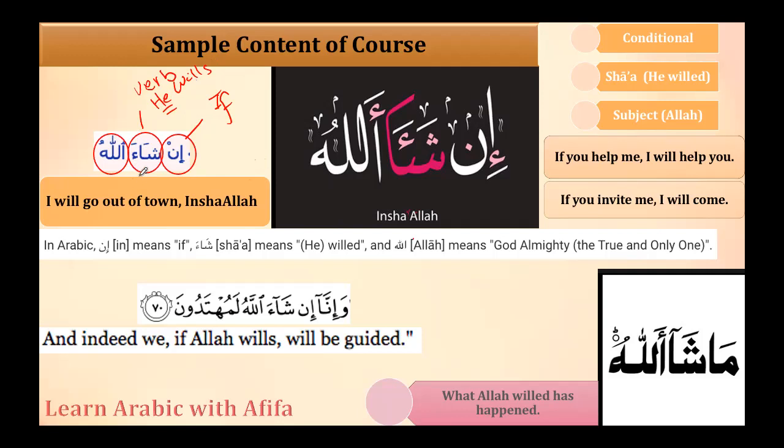So again, there is a verb here, so there's always going to be a subject. And who's the subject here? Allah. Allah is the one who's doing the willing. Okay, and again, notice there's a dhamma here, a sign that this is a subject.